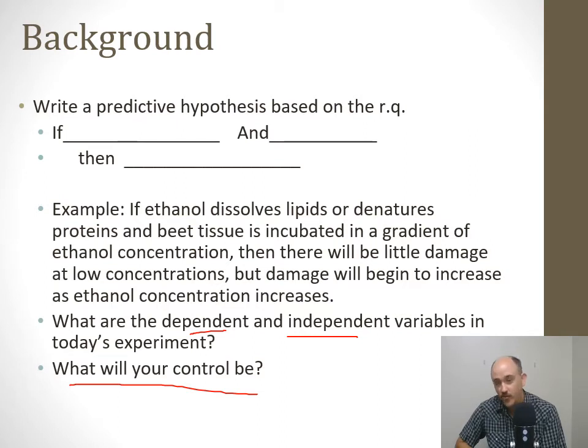Well, the basic control would be 0% ethanol. That would be a negative control, no ethanol present. You could also test 100% ethanol to ensure that ethanol really can damage cell membranes. But ultimately, what we would do in lab typically is have 0% for our basic control, because if water damages cell membranes, then what's the point of testing ethanol at that point?